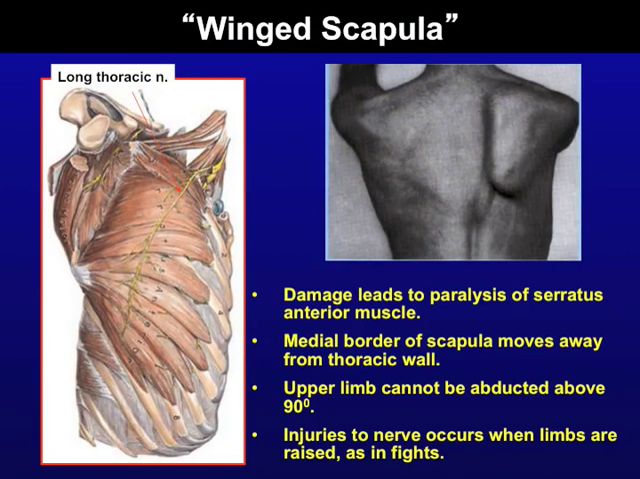A winged scapula is specifically a sign of damage or paralysis of the serratus anterior muscle. The medial border of the scapula moves away from the thoracic wall when pressing against a wall, as shown in the image. The upper limb cannot be abducted above 90 degrees because the scapula cannot rotate. Injuries to the long thoracic nerve occur when limbs are raised, as in fights, and the long thoracic nerve is cut.